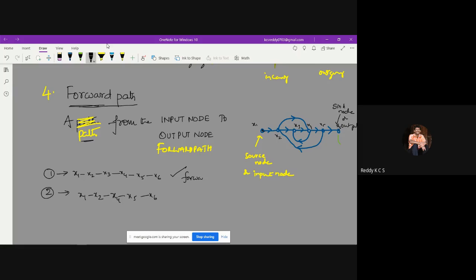So it means how many ways you are reaching the output from the input node. There are two forward paths, which means I can reach in two different ways. Those paths should be represented in the signal flow graph. So if this whole thing represents a signal flow graph, then what are the forward paths we have?